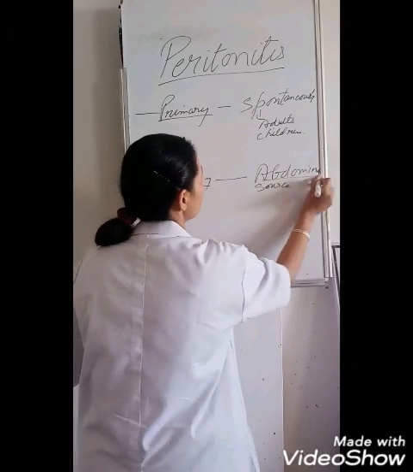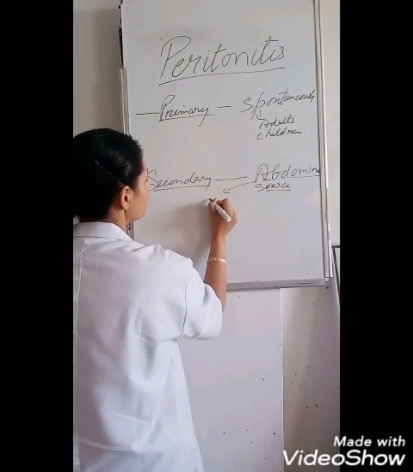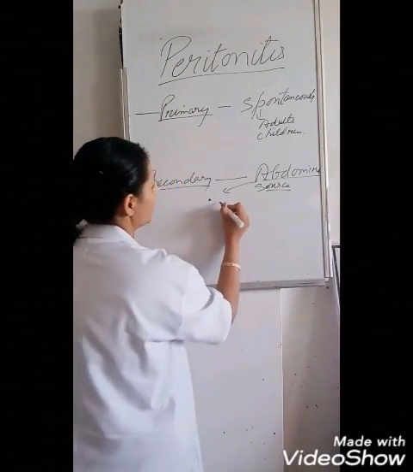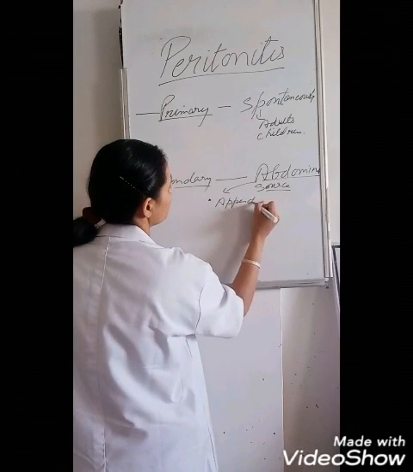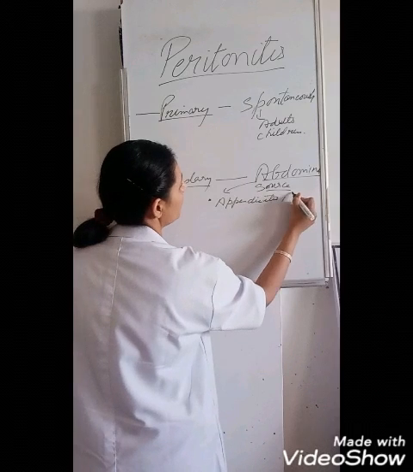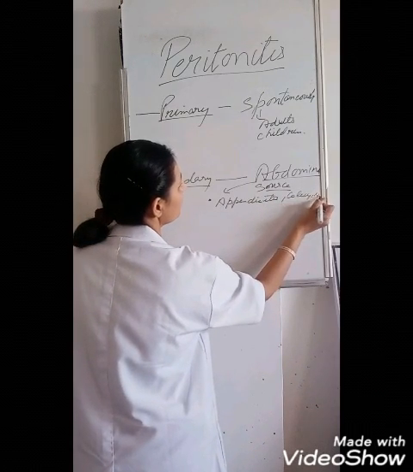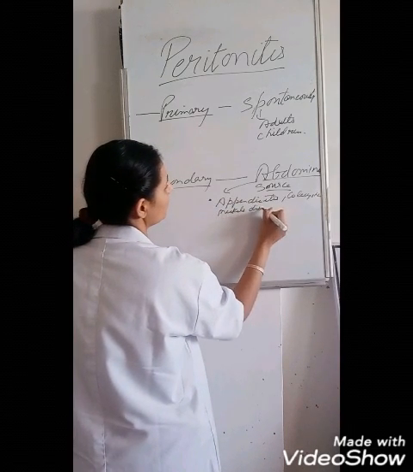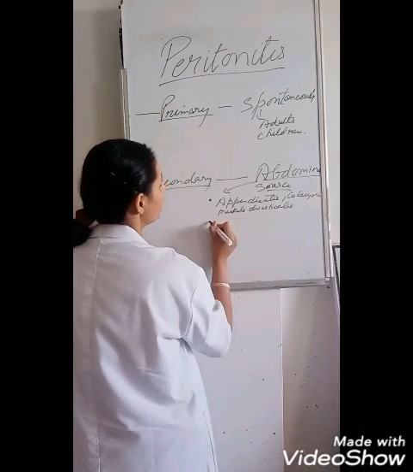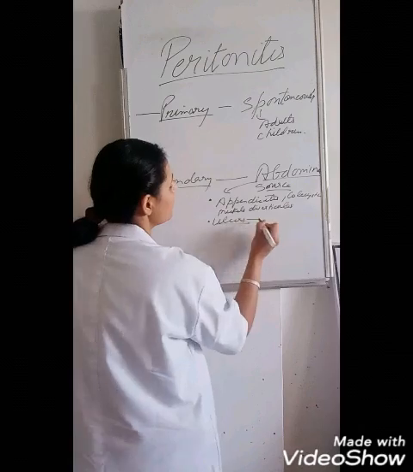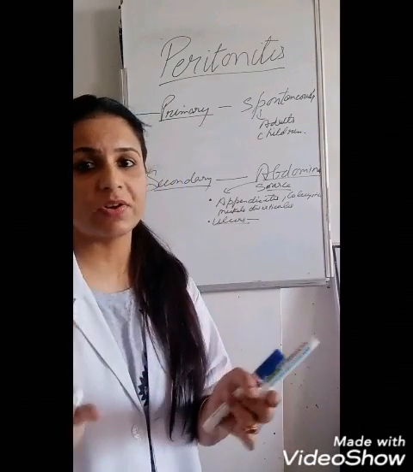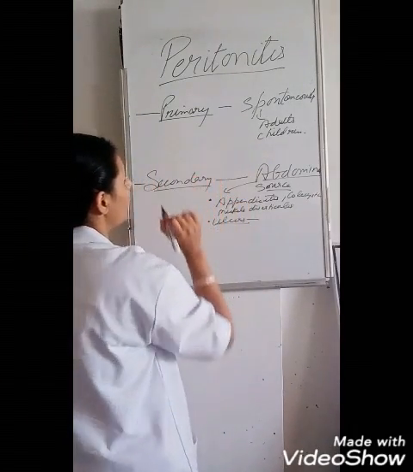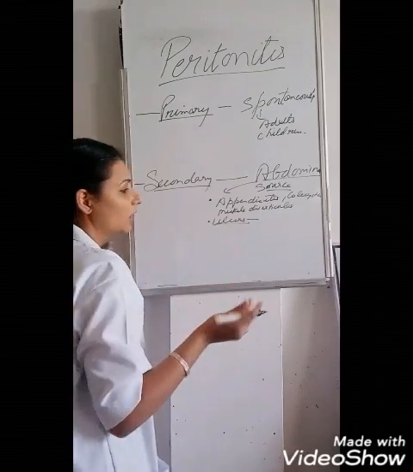Now this abdominal source could be, first reason, diseases like appendicitis, cholecystitis, or Meckel's diverticulum, or the ulcers. Ulcers could be the duodenal ulcers, gastric ulcers, or colonic ulcers. And the peritonitis can follow after an operation.